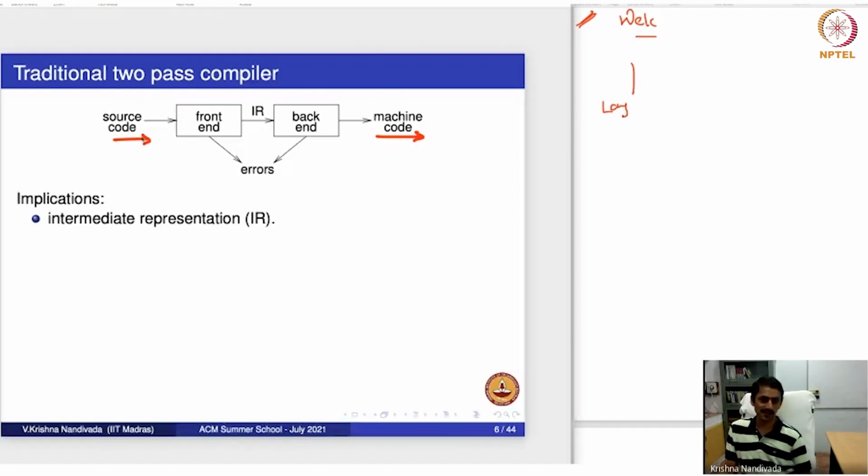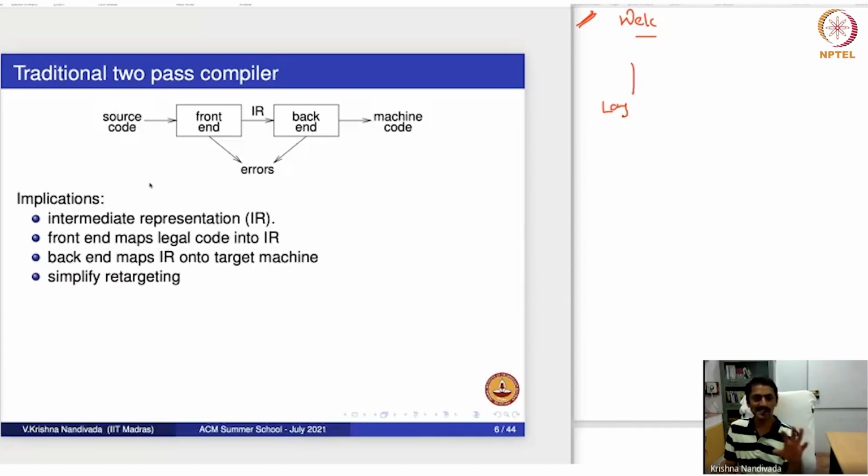All right. So from the source code, when we go to machine code or whichever target language, invariably this happens in multiple steps. If you want to look at it as a two-pass thing, you have a front end that does the parsing, etc., and gives you an IR, and this IR is fed to the back end. The front end maps legal code to IR. The back end maps IR to target machine. The IR simplifies retargeting many times. It can allow multiple front ends, and the back end can do multiple passes to generate better code.